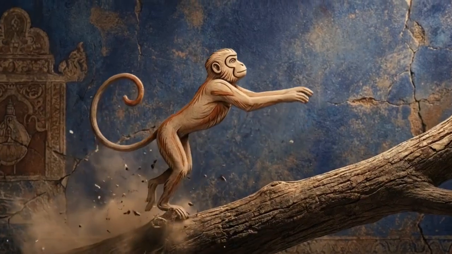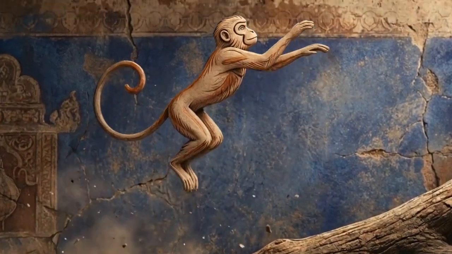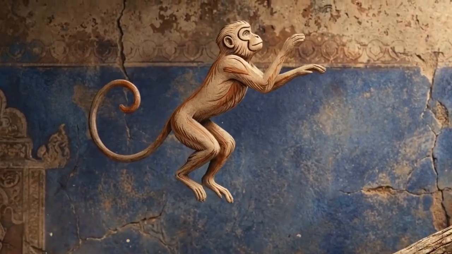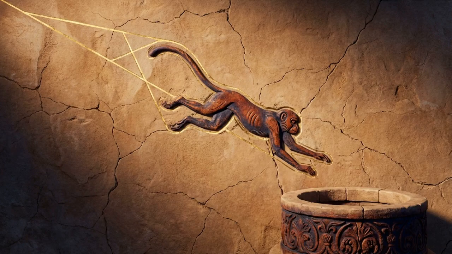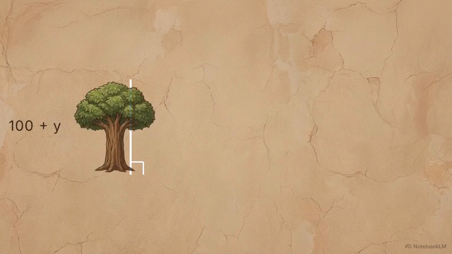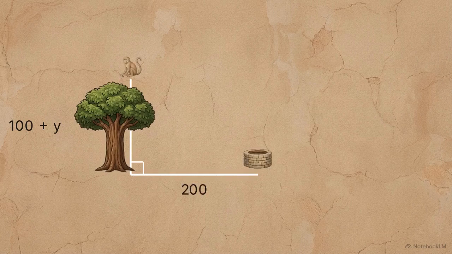The second monkey leaps straight up into the air to an unknown height, which we will call y, and then travels diagonally straight to the well. The crucial rule given in the poem is that both monkeys traveled the exact same total distance, 300. This right-angle diagram plots out the second monkey's path. The vertical side is the 100-hand tree plus jump height y. The horizontal base is the 200-hand distance to the well. Since total distance is 300, the hypotenuse is 300 minus jump height y.